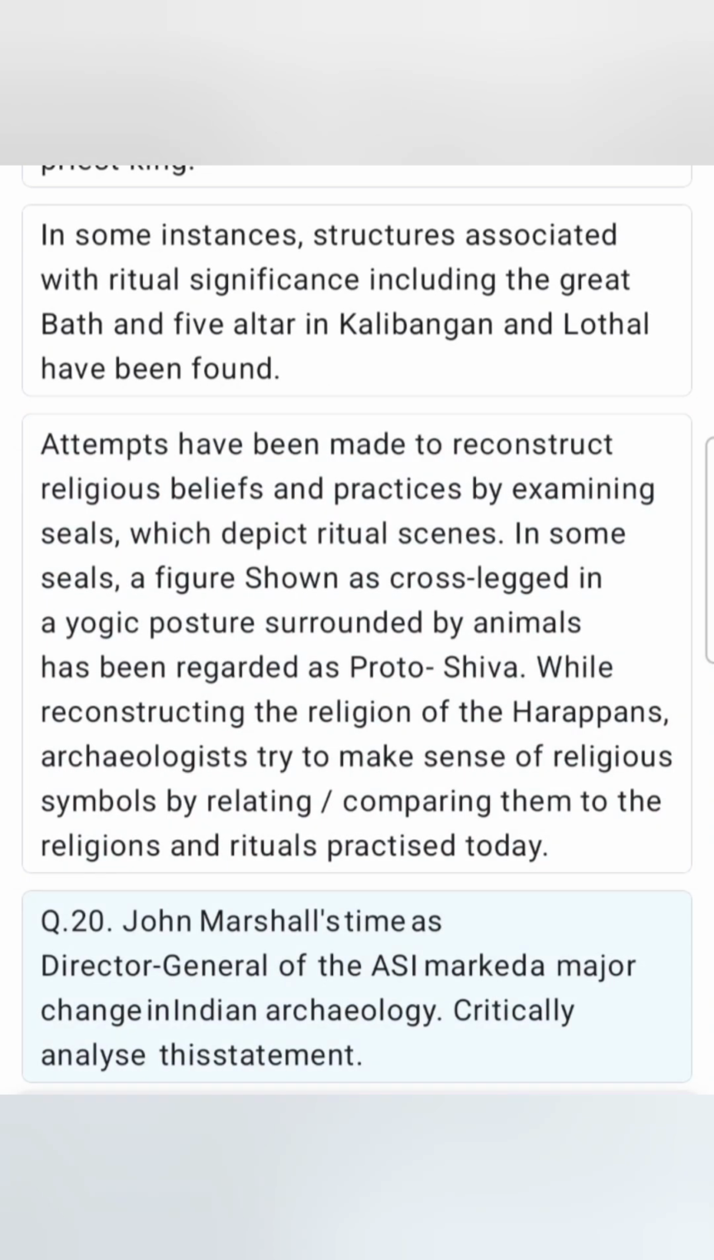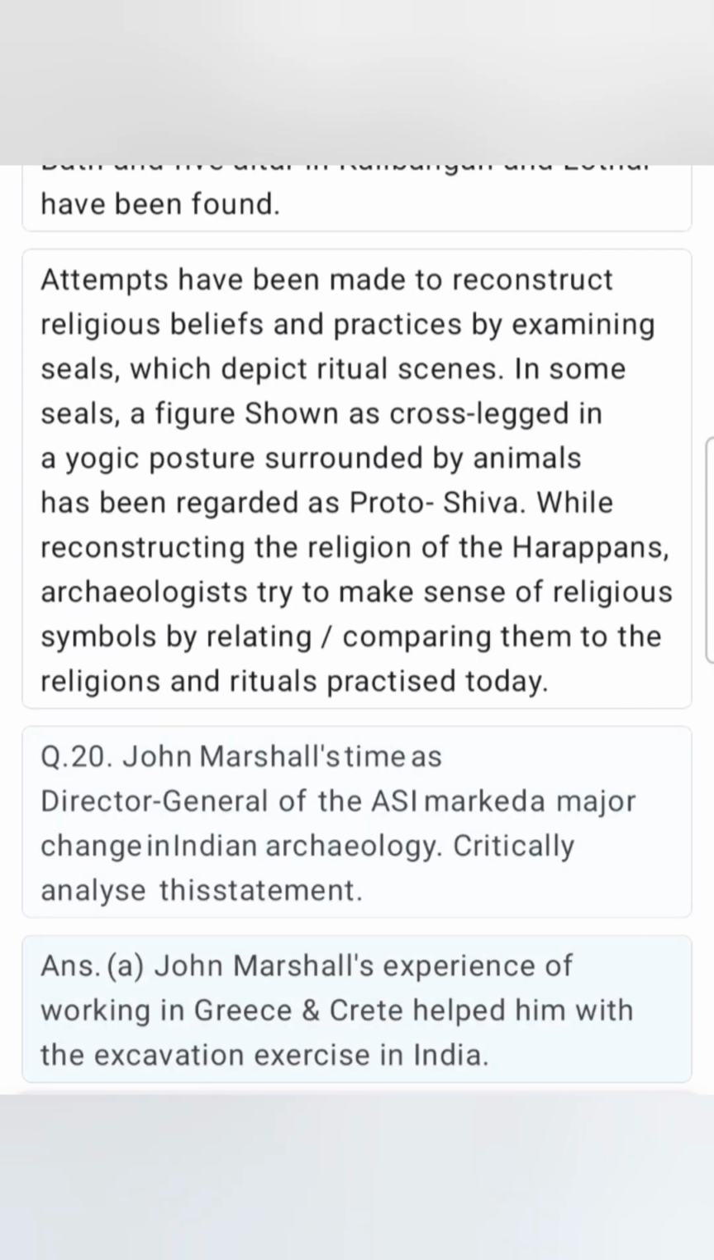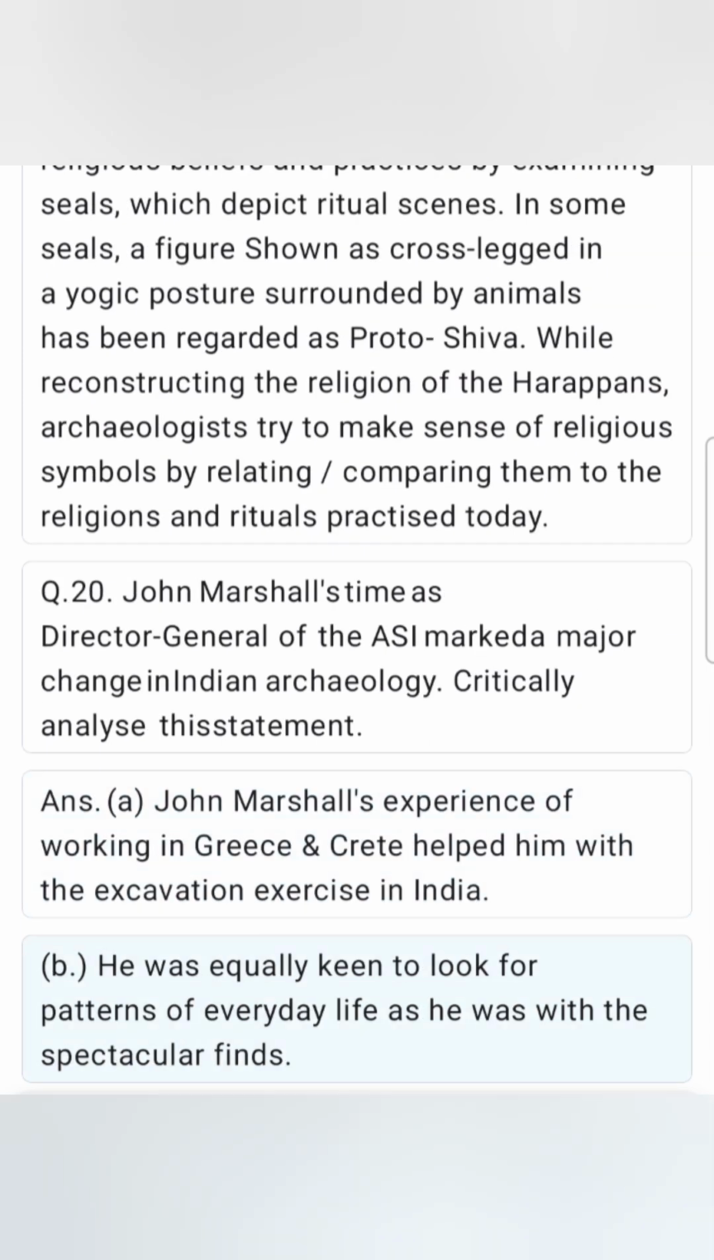Q. 20. John Marshall's time as Director General of the ASI marked a major change in Indian archaeology. Critically analyze this statement. Ans. A. John Marshall's experience of working in Greece and Crete helped him with the excavation exercise in India. B. He was equally keen to look for patterns of everyday life as he was with the spectacular finds.